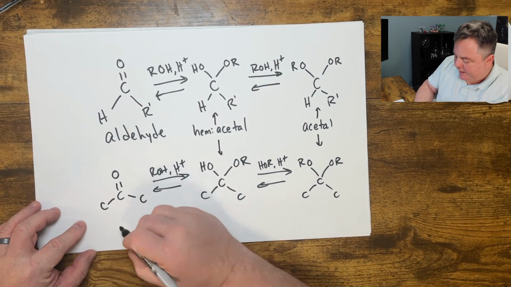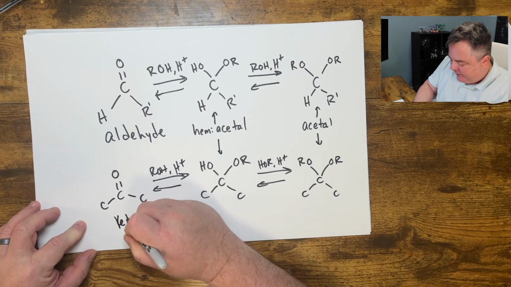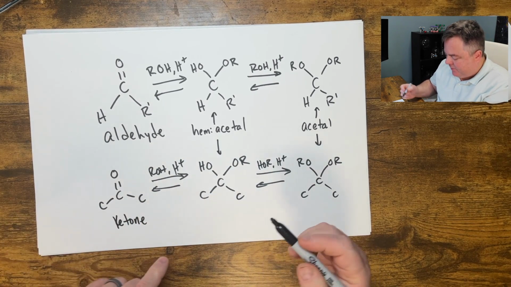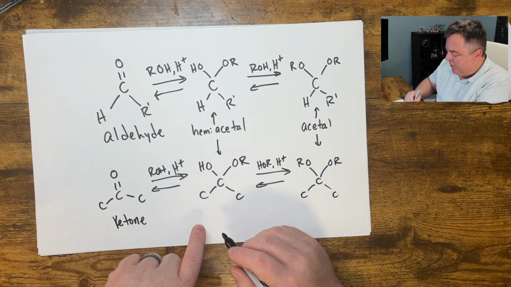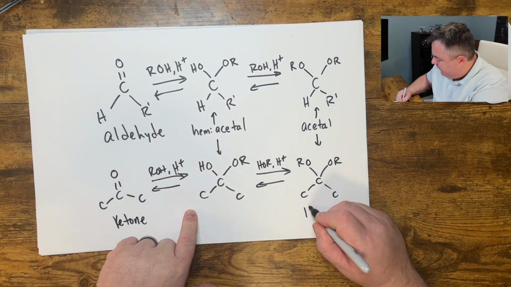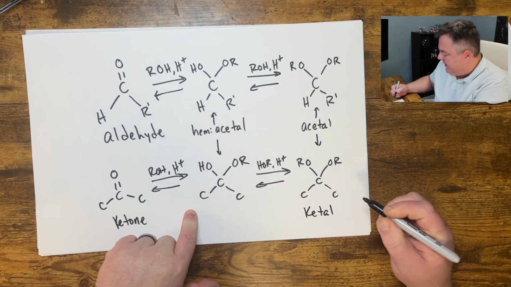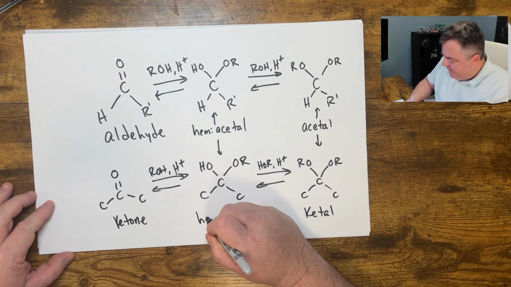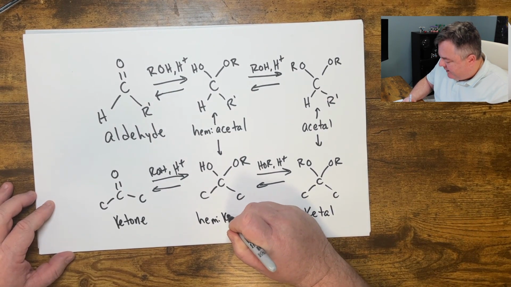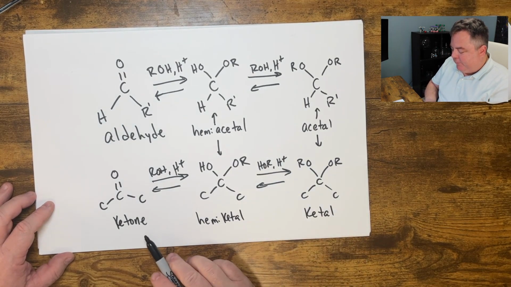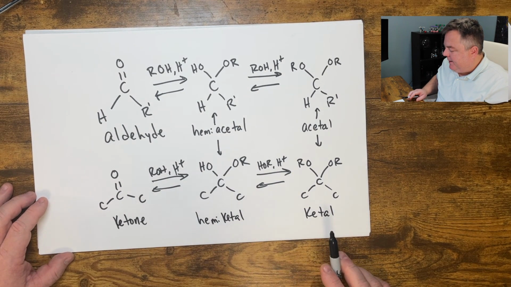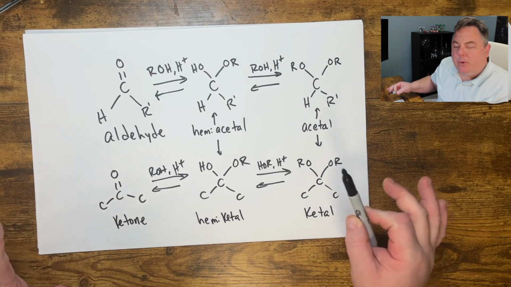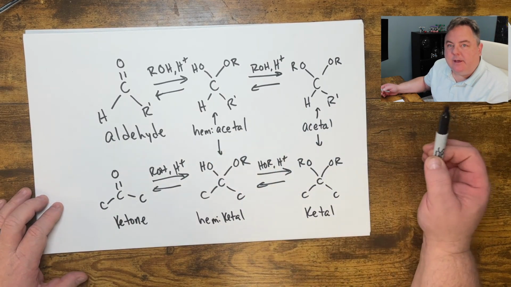But the old school way of naming these, just so you know, you might encounter these. If we start with a ketone, some people call this final compound a ketal. That's older language, but you might still hear it, a ketal. And of course, halfway there will be the hemiketal. So ketones become hemiketals, become ketals, or the newer language is just to use the acetal language.